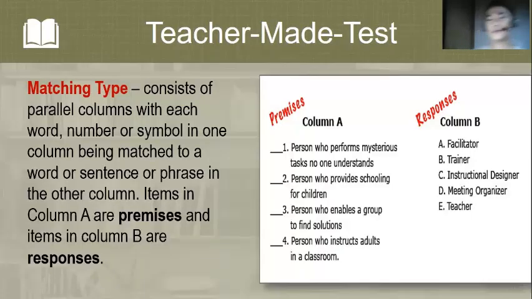May hugot si Sir. Buti pa sa matching type, may kamatch. Ikaw, may kamatch ka ba?